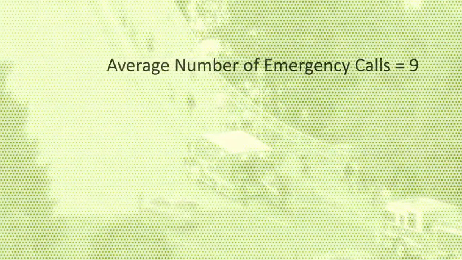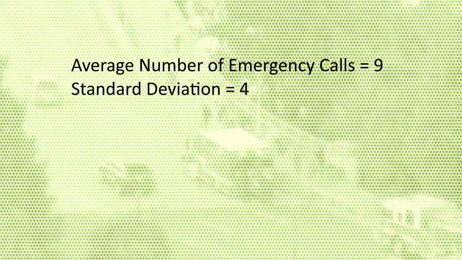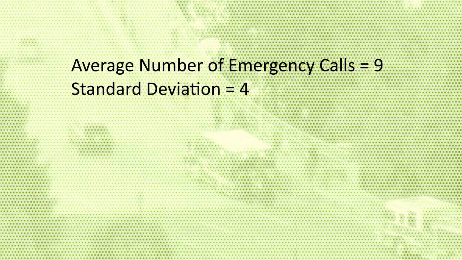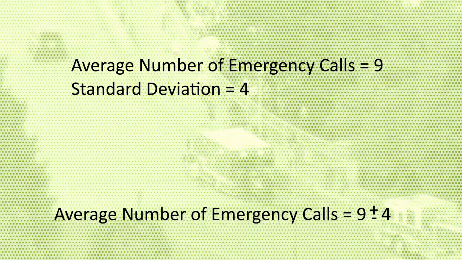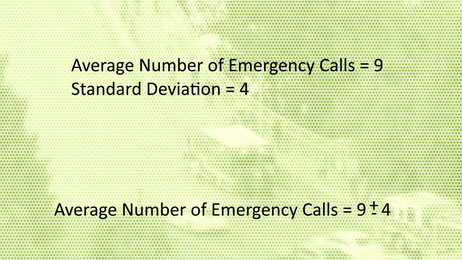Recall that the average number of emergency calls in an hour is 9. The interpretation of standard deviation equal to 4 is that, on average, the actual number of emergency calls each hour is 4 away from 9. Another way of saying this is that there's an average of 9 ambulance calls in each hour, plus or minus 4.